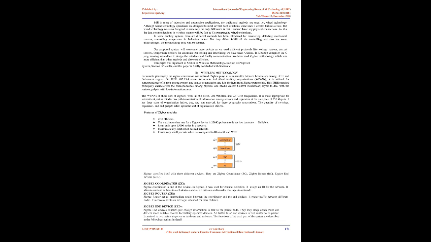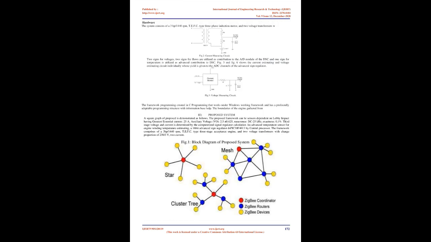Still, in most industries and automation applications, traditional methods are used, i.e., wired technology. Although wired technology operations are designed to meet several hard situations, sometimes they fail in the end. Wireless technology was designed in the same way, the only difference being that it doesn't have any physical connections. So, data communication in a wireless manner will be fast compared to wired technology. In some existing systems, different methods have been introduced for monitoring, detecting mechanical stresses, and controlling temperature in induction motors. But they didn't fulfill all the controlling needs and also have some disadvantages.